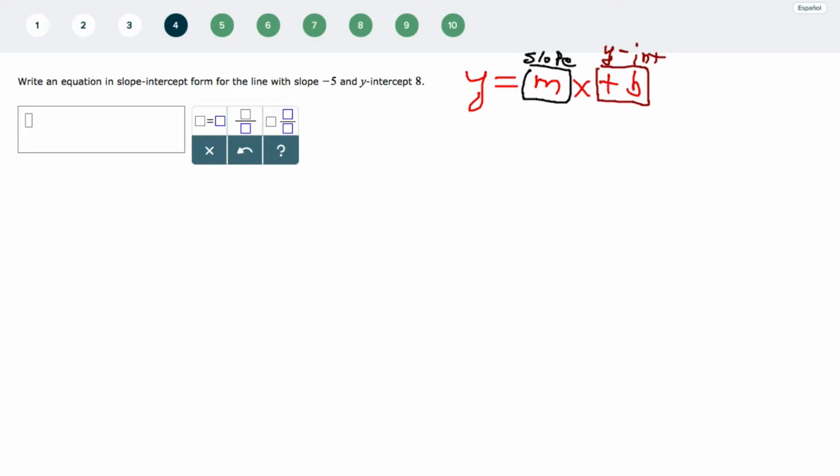So we just plug in what we can. We're told what the slope is. Slope is negative 5. And we're told what the y-intercept is. Y-intercept is 8. So we plug in what we can. Y equals, and then we see our slope comes next, so negative 5, and then there's an x. And then our y-intercept is positive 8. That's all we have to do.